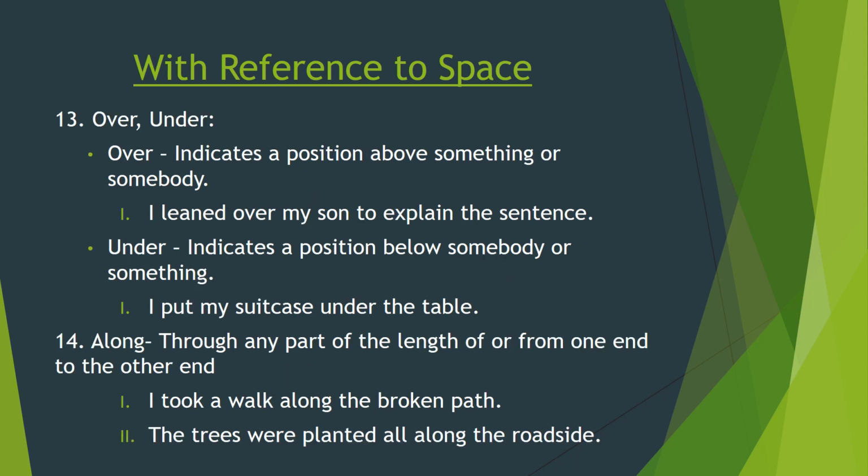Some more prepositions with reference to space are over, under, and along. The prepositions over and under are already discussed when we were talking about the prepositions above and below. And we discussed the difference between the prepositions over and above, below and under. Over indicates a position above something or somebody. I leaned over my son to explain the sentence. Under indicates a position below somebody or something. I put my suitcase under the table.